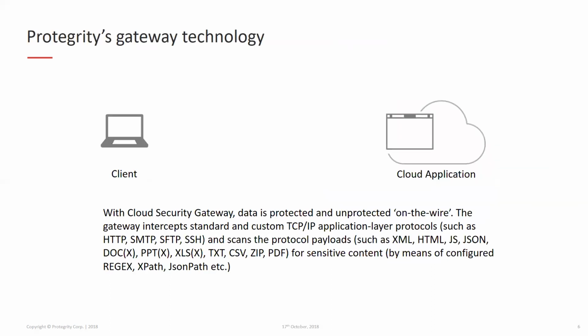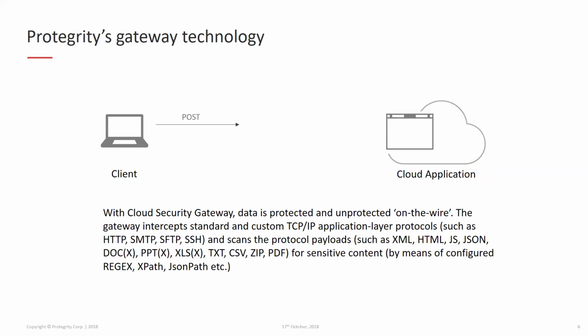In terms of protecting software as a service, we're always going to talk about our gateway technology, because this is the technology we use in all architectures involving software as a service. The idea is that the gateway is always placed in between the client and the cloud application. It works as a reverse proxy, essentially.